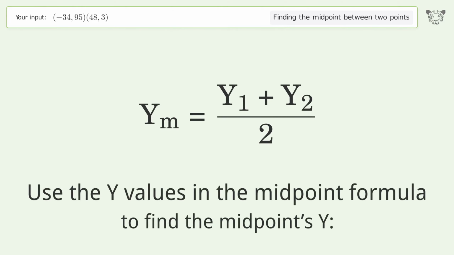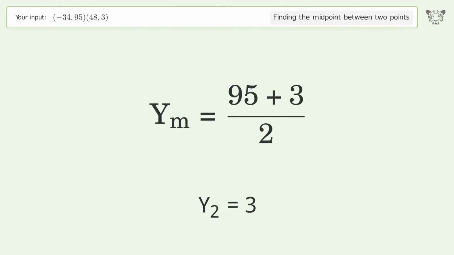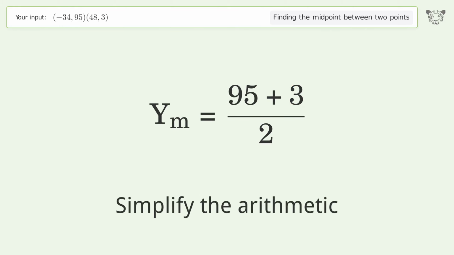Use the y values in the midpoint formula to find the midpoints y. y1 equals 95. y2 equals 3. Simplify the arithmetic.